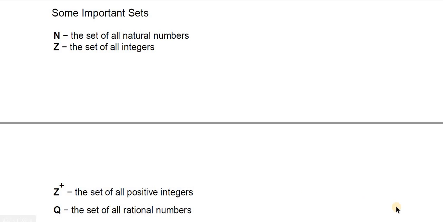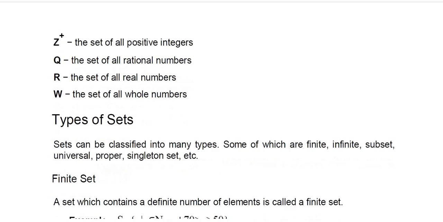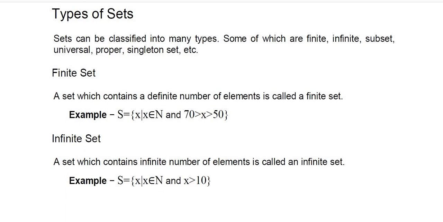Z plus, if it is there, is the set of all positive integers. Capital Q, the set of all rational numbers. R, the set of all real numbers. W, the set of all whole numbers. Okay, so setor কথা আমি আৰু বিভিন্ন কথাই আমি শিকিব পাৰো, কিন্তু তোমালোকক সিলেবাস মতে যিখিনি বস্তু দিয়া আছে সেইখিনি কথা আমি বেসিক্যালি আজি বেসিক কনসেপ্টস খিনি আমি শিকি আছো। ঠিক আছে, so now the types of sets.